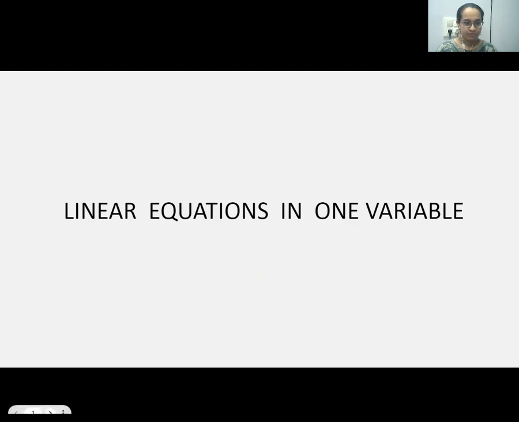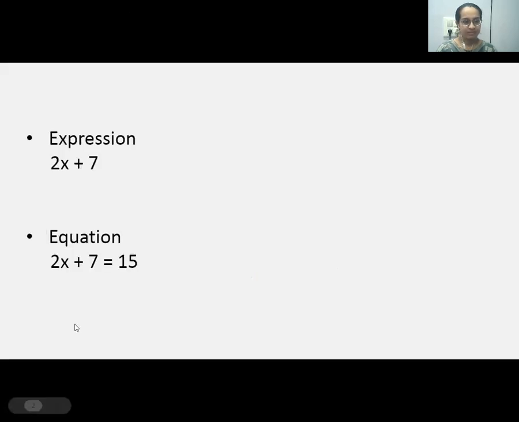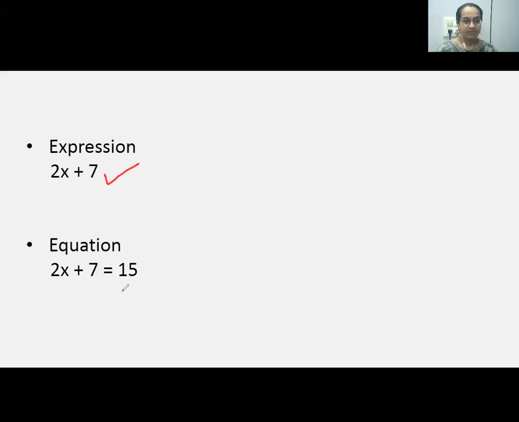Moving forward, yes, this is expression and equation we already learned. Just a quick go through. Back again, no equal to sign over here. So there is equal to sign, so it is known as equation.